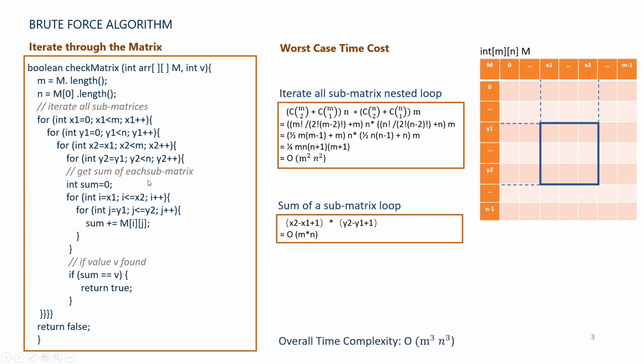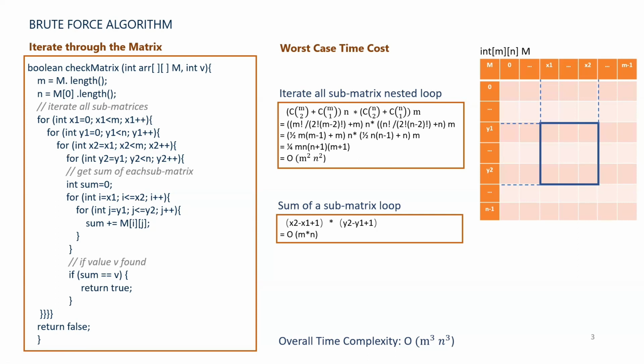Then we get the sum of each submatrix. We start the sum from 0. For int i equals x1, i less than x2, i plus plus, for int j equals y1, j less than y2, j plus plus, we add M[i][j] to the sum. If sum equals V, we return true. Otherwise, we go to the next iteration. At the end, we return false if nothing is found.